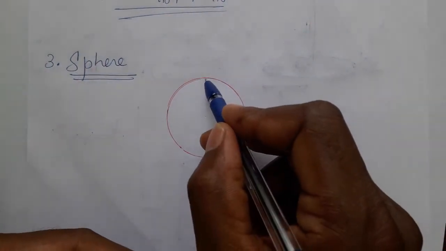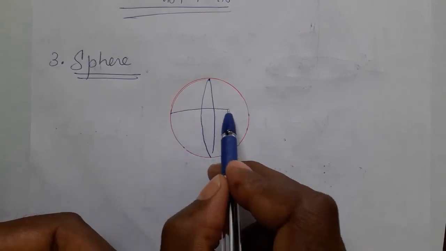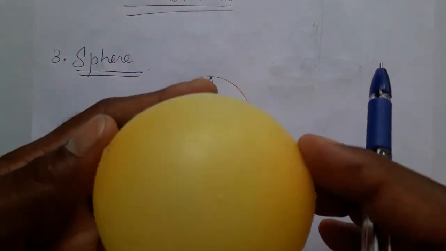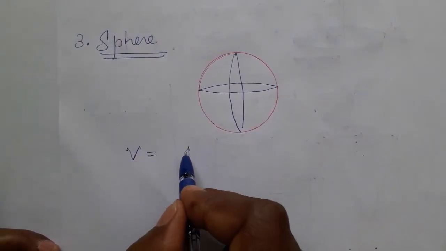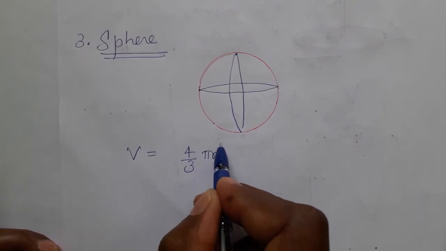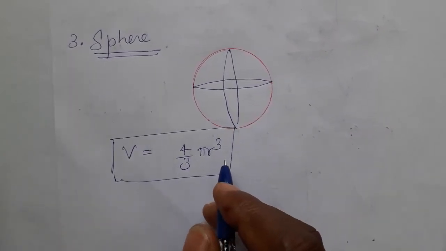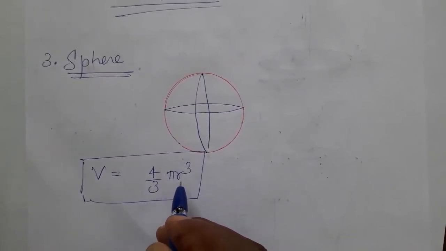To understand the effects inside this sphere, we show that it is not a circle, it is round like this sphere. So we go to the sphere volume. Volume of sphere is 4/3 of pi r cube. This is the formula to find it. Remember, 4/3 of pi r cube.